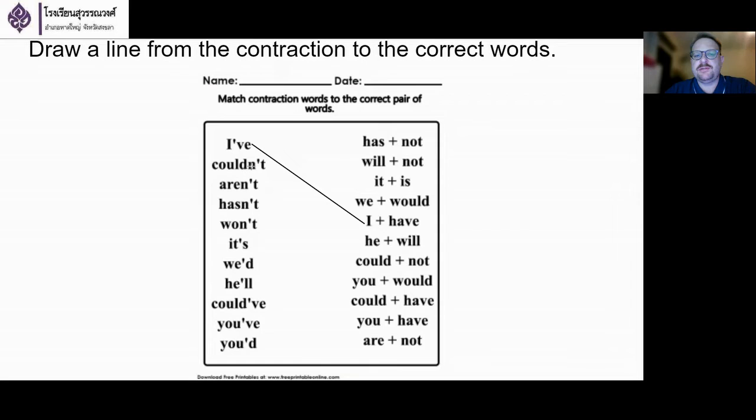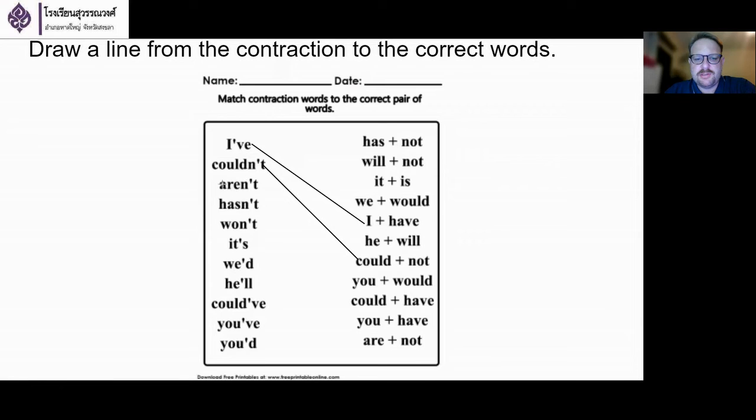Couldn't. At the end of could, there's an NT. Couldn't. So we know the apostrophe took the place of one letter. What do you think it is? It is the O, because not has N-O-T in apostrophe T, couldn't. Where is could not? There it is right there. I will draw a line from could not to couldn't.